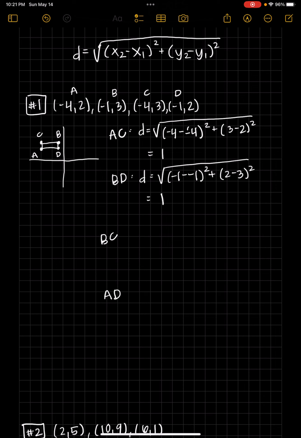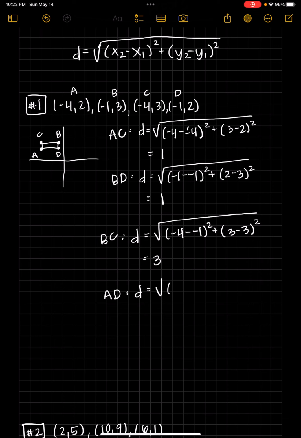Then let's do from B to C. So these two are like my longer lengths. So I'm going to start with C as my second point this time. So I'm going to have -4 minus -1 squared plus 3 minus 3 squared. If I plug that into a calculator, I get 3. Then let's do from A to D. Once again, we should get 3 again, but let's double check.